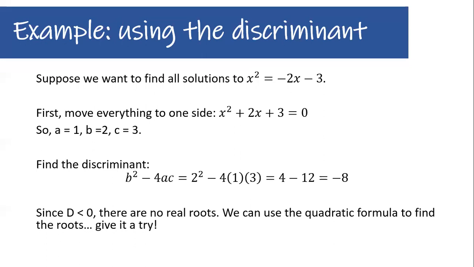So since our discriminant is not positive or 0, it is negative. That means that we have two complex roots. We have no real roots. In this case, we're going to need to use the quadratic formula to find the roots. So now you're going to give that a try.